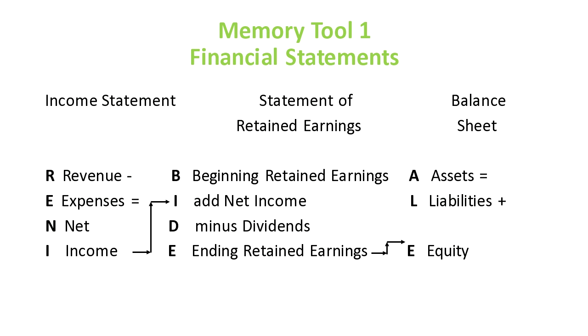Of course, revenue less expenses is net income. Beginning retained earnings plus net income minus dividends gives you ending retained earnings, and assets equals liabilities plus equity. And you see how the net income flows into the statement of retained earnings and how your ending retained earnings flows over to your ending equity on your balance sheet.